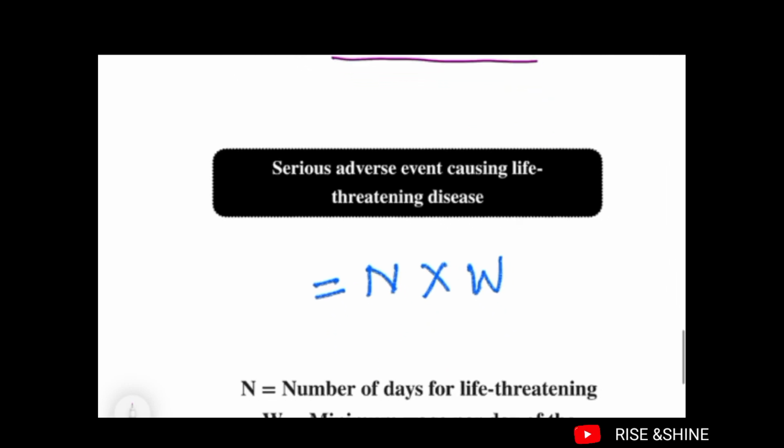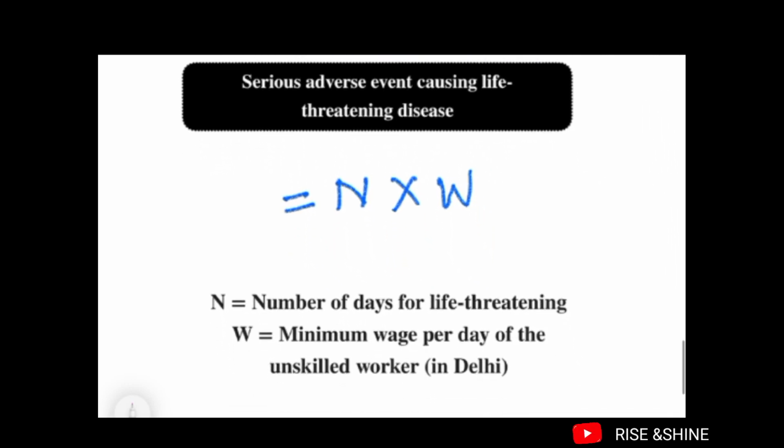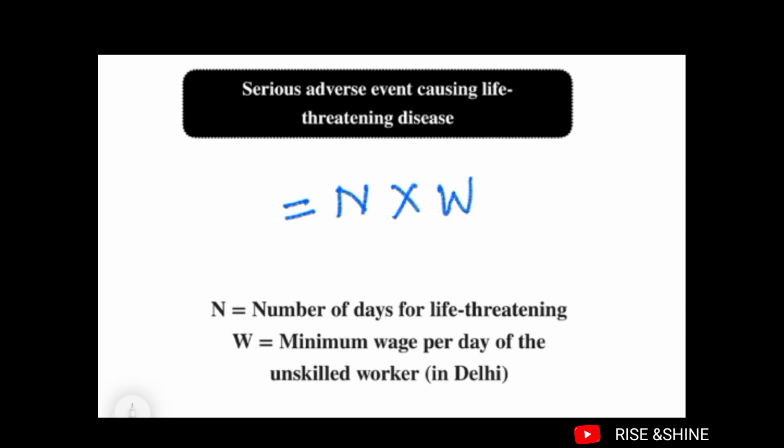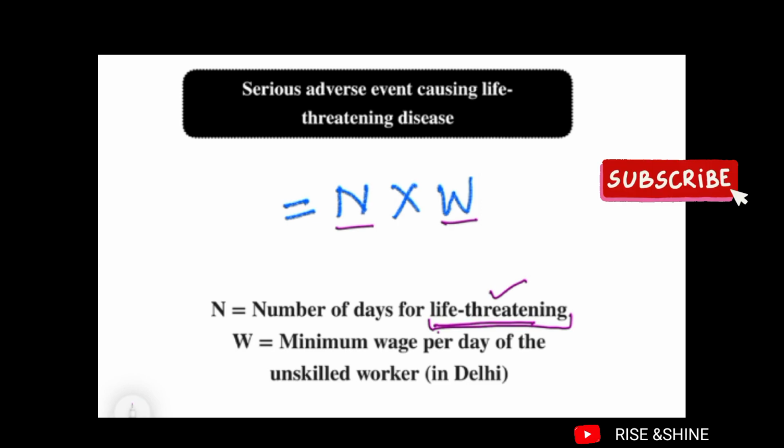And in case it's a life-threatening disease, in that case, N into W. N is the number of days that the person is in a life-threatening situation that requires maybe medication, maybe hospitalization, anything, right? It doesn't mean that if a patient is in hospitalization for 60 days, he or she is in a life-threatening stage. That person may be in a life-threatening stage for 5 days, and for treatment purposes was kept in hospital for 60 days. So that depends. And W is the minimum wage.